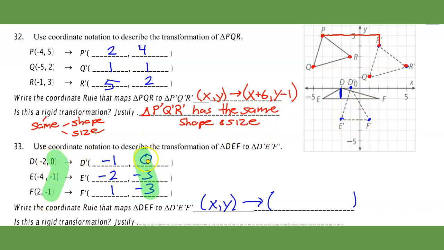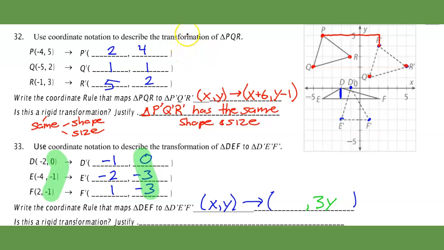So 0 times 3 is still 0, but negative 1 times 3 gives me negative 3 for each one of these. So I'm very confident that my y coordinates are coming from multiplying the original y by 3.